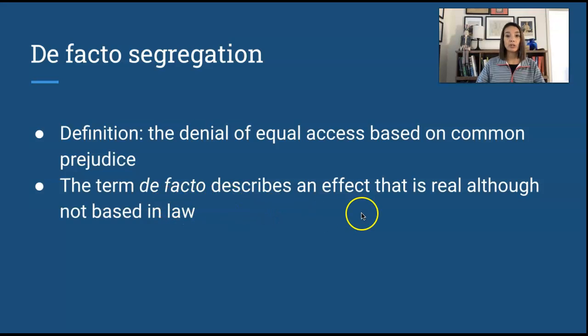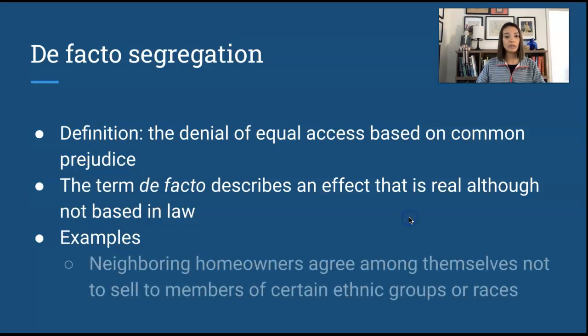So the term de facto describes an effect that is real, although it is not based on law, and of course that denial is still carried out. Some examples of de facto segregation are neighboring homeowners. You might get a group of people that own their own homes, a bunch of people in a neighborhood. They agree amongst themselves not to sell to certain members of other ethnic groups or races. So let's just say that in the 1950s, 1960s, you might even find it in today's society. I hope not, but you might.